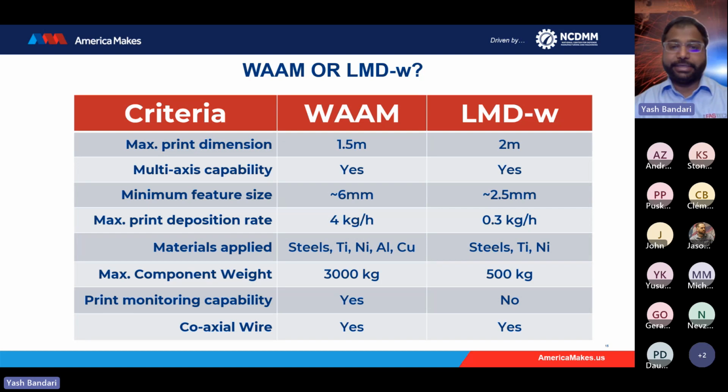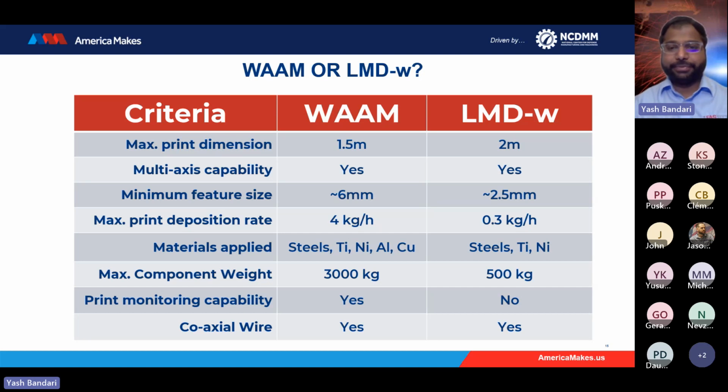The productivity when it comes to WAM is very high compared to the LMD process. It's more than 10 times in terms of deposition rate. 4 to 5 kilograms per hour is our typical deposition rate, as opposed to 0.25 to 0.3 kilogram per hour when it comes to laser metal deposition. So it's clear that if the part is big or thick, then we apply the WAM process, and if the part is small or thin, then we would employ laser metal deposition.